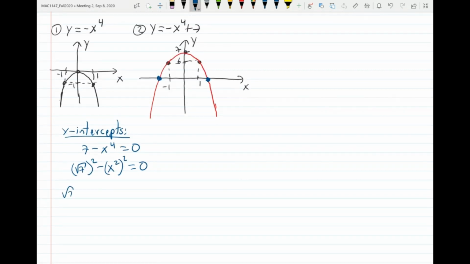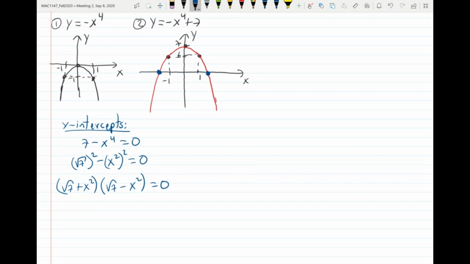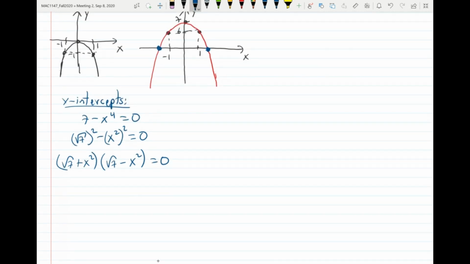This would be (square root 7 plus x squared) times (square root 7 minus x squared), and that is equal to 0. So now we get two equations. The first one is square root 7 plus x squared equals 0.